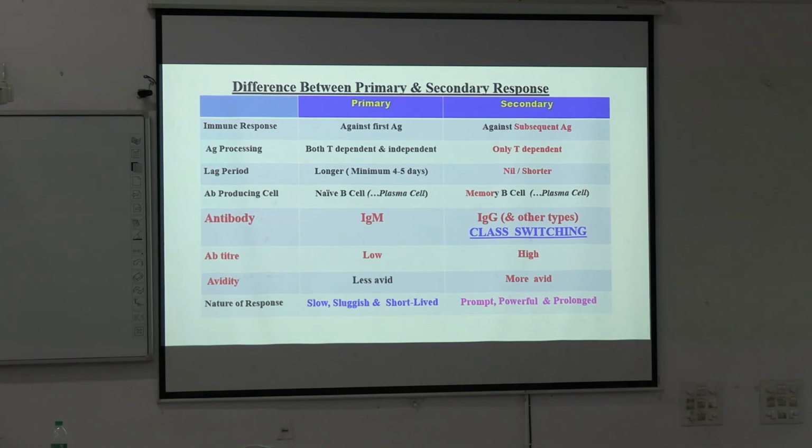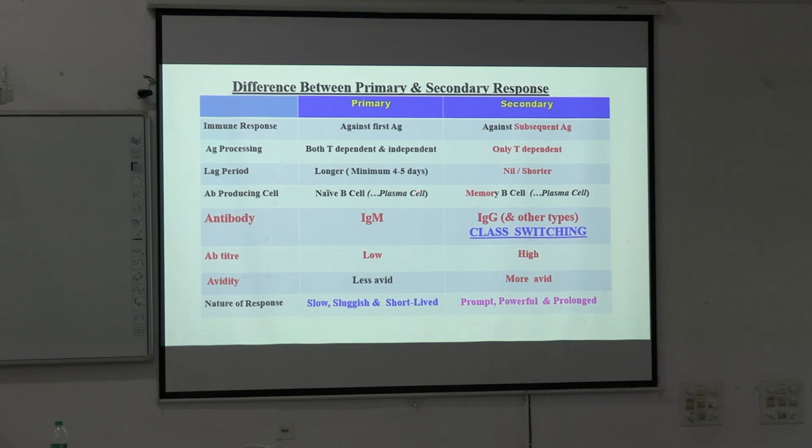Antigen processing, I will tell you, it can be both T dependent or T independent. Write down at this stage. In a short while you will know. Because all things are not required. As I told you, there is overlapping. They can operate either alone or in combination. So in some cases T cell help will be required, some will not be required. But in secondary response T cell is a must. Without T cell you cannot. T helper cells are required. Without T helper cell, antibody cannot be produced.